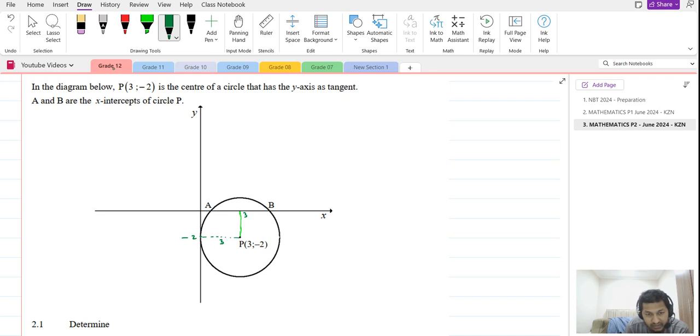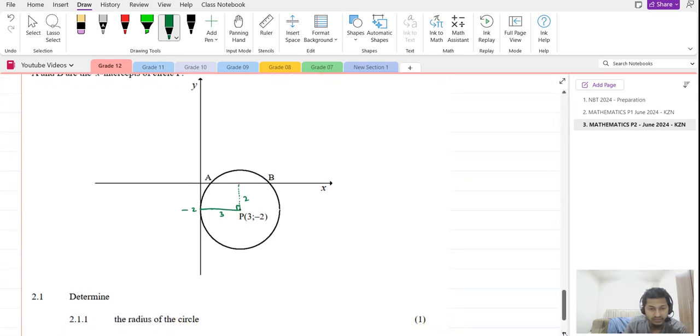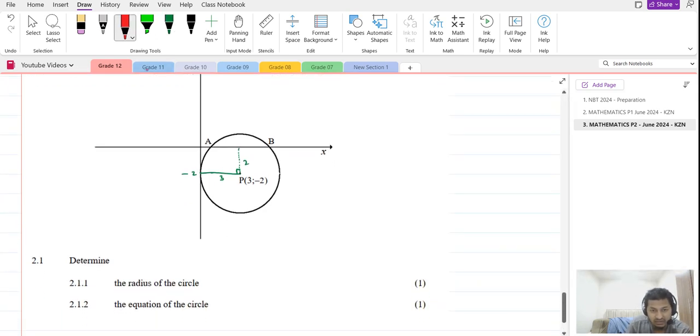So clearly we can see the distance from here to there, and we don't know what that distance is. Actually, we do know what this distance is. That's also minus 2, so that should be 2, and the distance from there to there, so basically the radius here, is 3. So we know the radius is 3. Perfect, that's good. So to determine the radius of the circle, it's the distance from here to there.